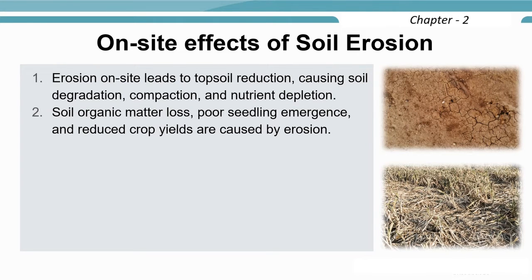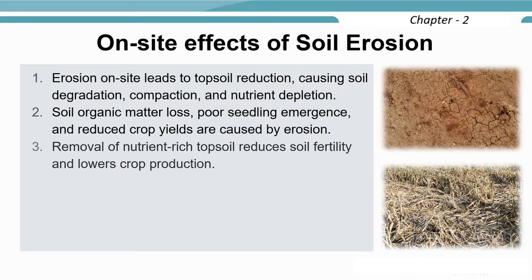This on-site erosion leads to reduction in this topsoil, causing soil degradation, compaction and depletion of nutrients. Farmers cannot afford to lose this topsoil. There will be loss in the organic matter of soil. It will result in poor seedling emergence, and therefore there will be significant reduction in the yield of crops. It is all because of erosion.